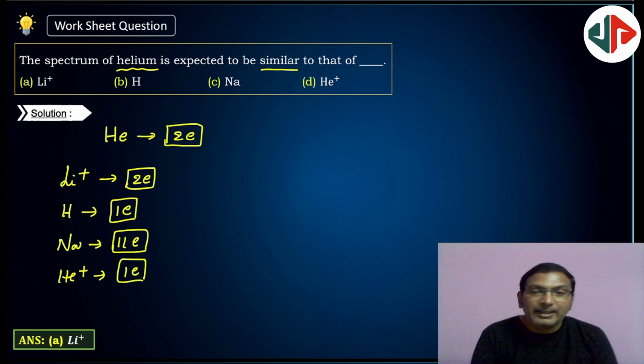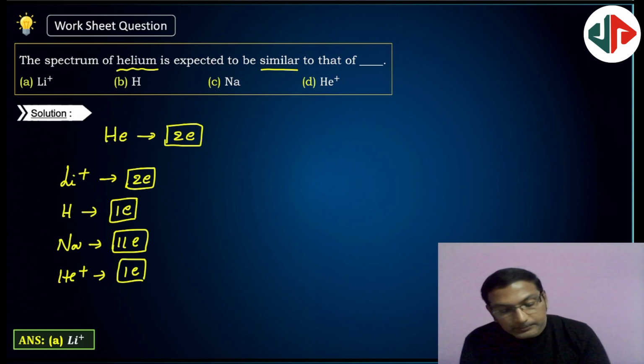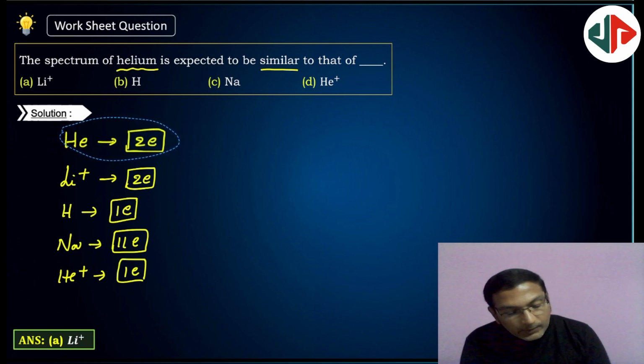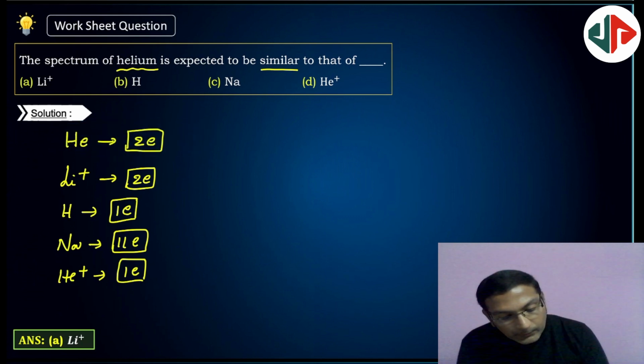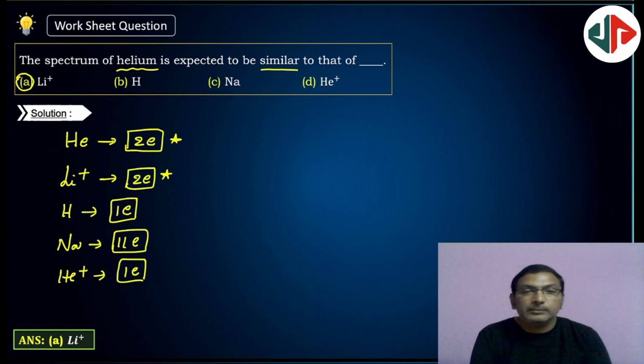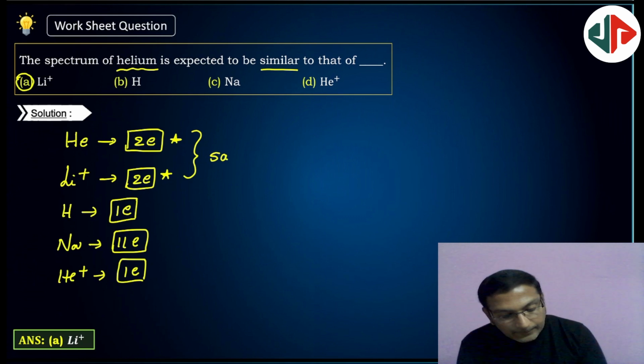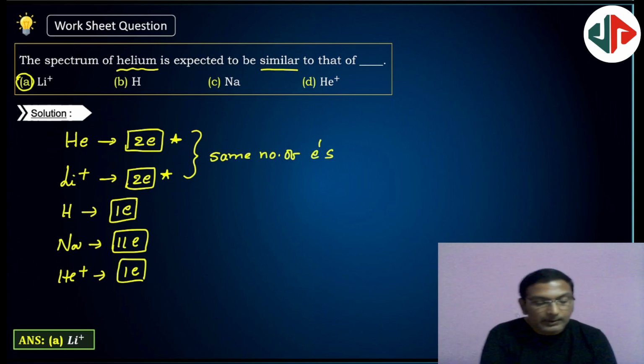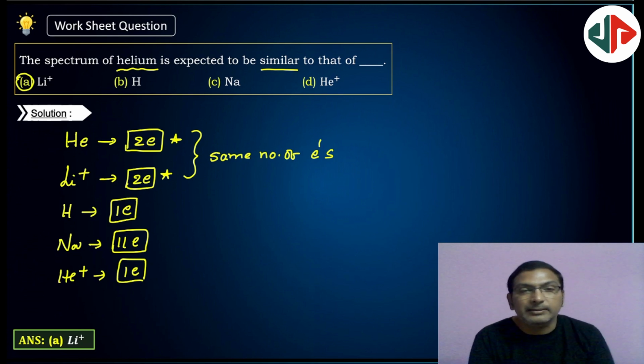The atoms or ions with the same number of electrons will have similar spectra. Therefore, helium and Li plus will have similar spectra. Therefore, option A. Same number of electrons. The spectrum of helium is similar to that of Li plus ion, due to the same number of electrons.